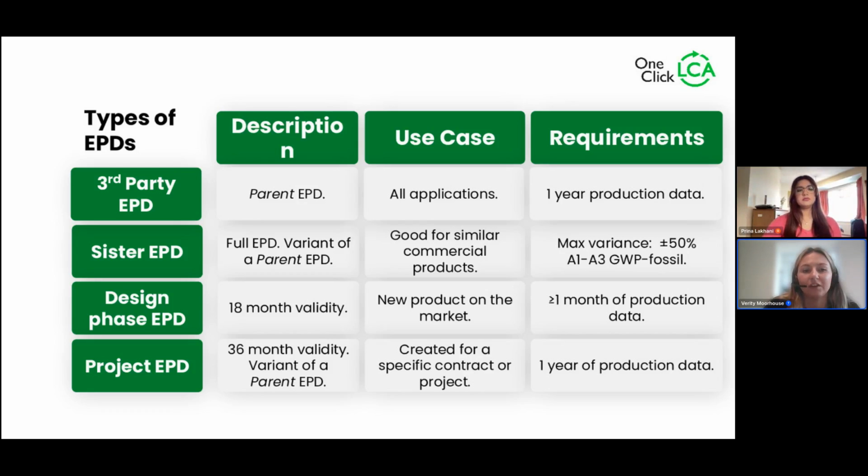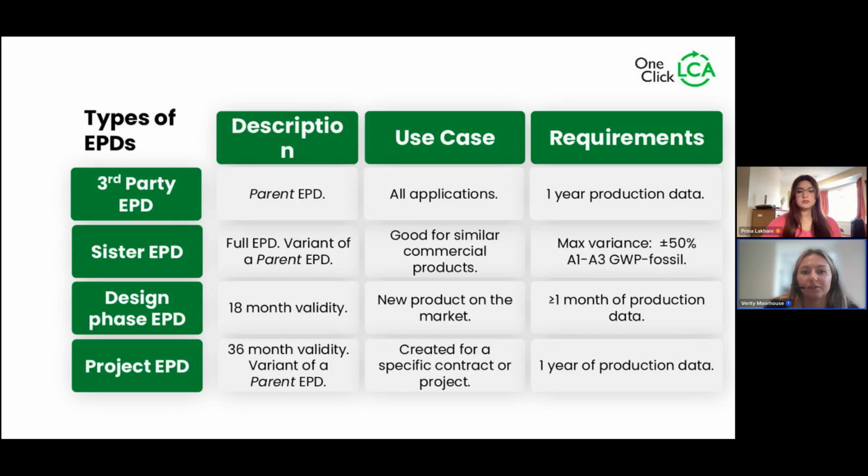You can then have a sister EPD. So a sister EPD is like a variation of an already published parent. So say you had 5 products that were really similar. You didn't want to average them into one product, or maybe they weren't suitable for averaging, but instead you wanted to make sure they were still linked. Then you could produce a sister EPD. And they are a little bit cheaper to publish as well than just a third-party verified.